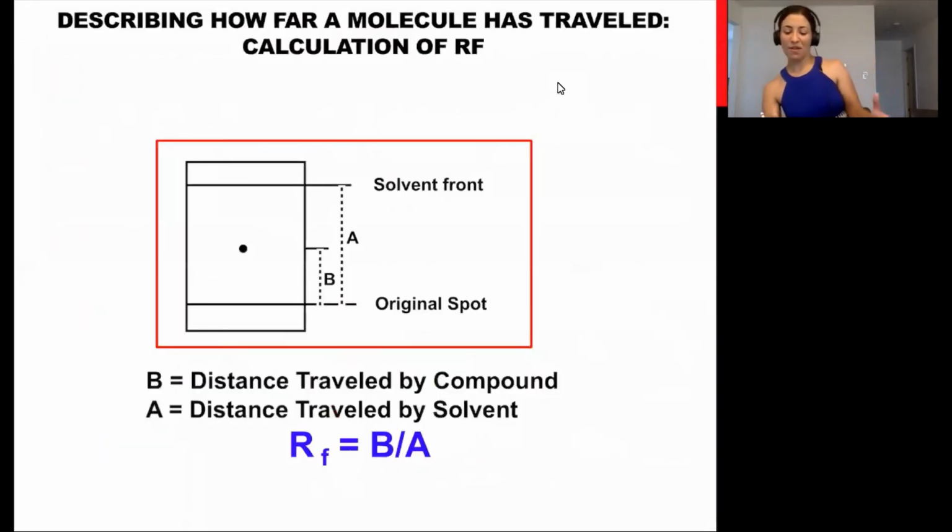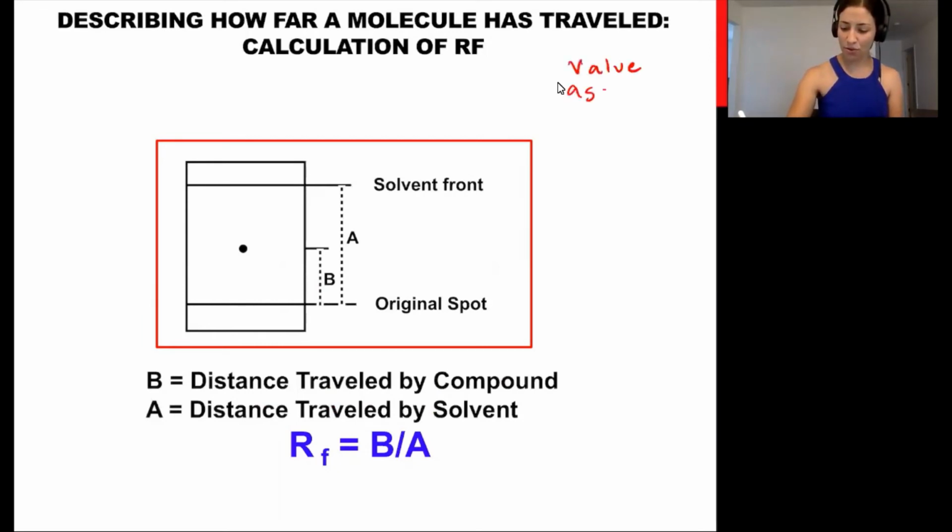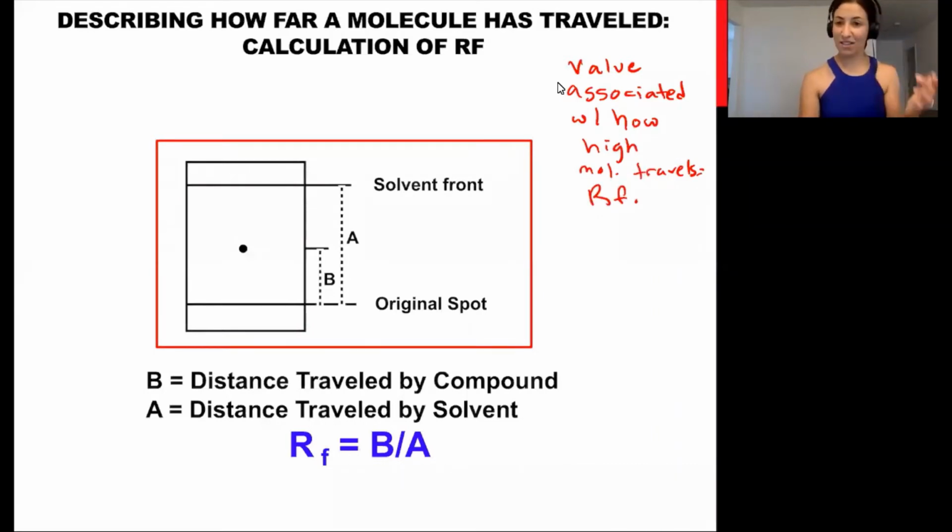When we think about how far those molecules travel up the plate, it's fine to say higher and lower, but we like to associate a value with how high the molecules have traveled. So the value associated with how high a molecule travels is known as an RF. Some people will say RF stands for retention factor. How tightly was it retained on the stationary phase?